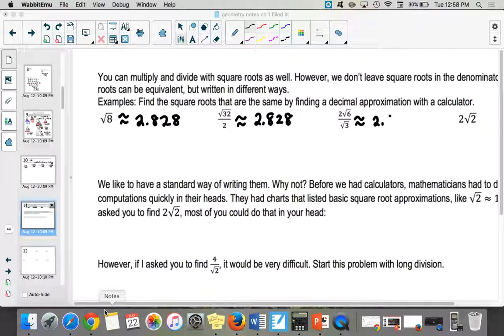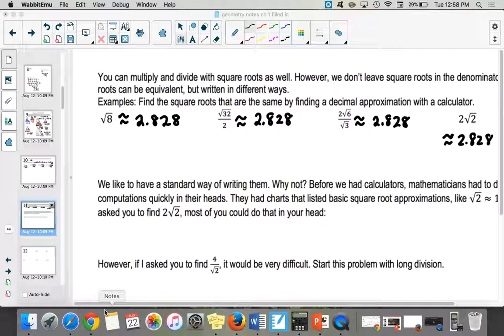So wouldn't that be a disaster for teachers to grade your test if you wrote it different ways? Can you imagine if Keenan wrote it as square root of 8, and then Jada wrote it as square root of 32 over 2, and then Keegan wrote 2 root 6 over root 3, and then Ian wrote 2 root 2? Ugh. That would be so mean to your teacher, wouldn't it? I'd have to check all those answers to make sure that they're all the same.